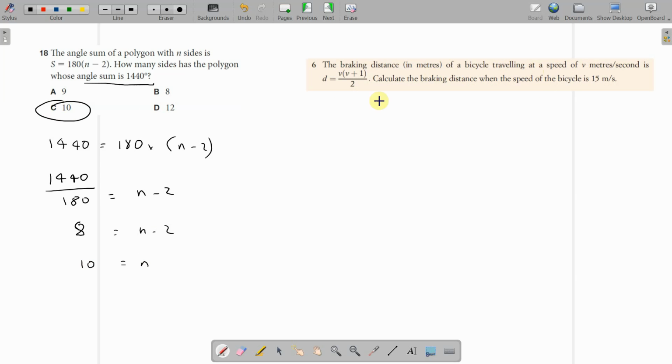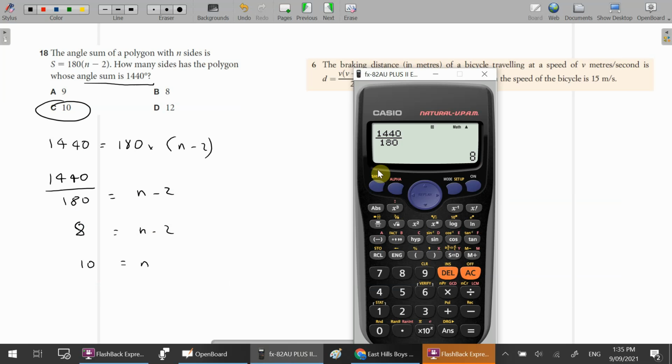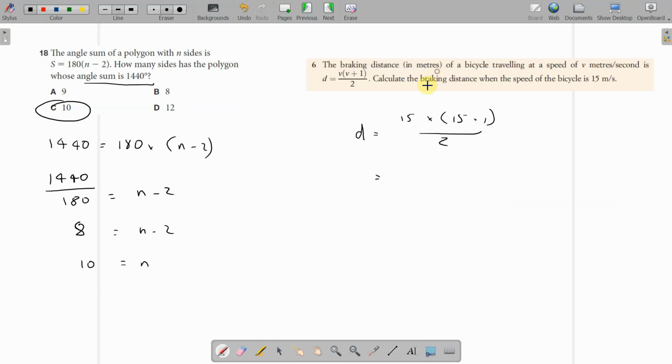So v is the speed. So instead of v, we're going to put 15. 15 times 16. 240. 240 over 2, that's 120. Braking distance is 120 metres. Because 15 metres per second is quite fast. So that must be a motorbike. Yep.